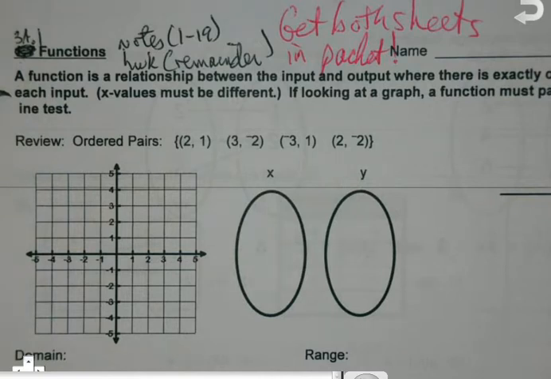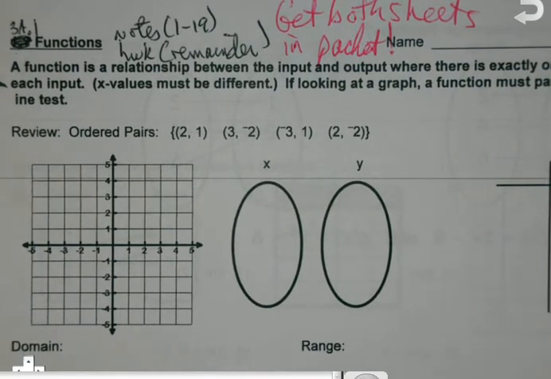Okay. So functions. Now you'll notice up here, the first part we're going to do is notes. The rest we're going to do as a homework type thing. So, a function is a relationship between input and output. Actually, between x's and y's, where there's one of each. So my x values have to be different from each other. If they repeat, it doesn't quite work for me.